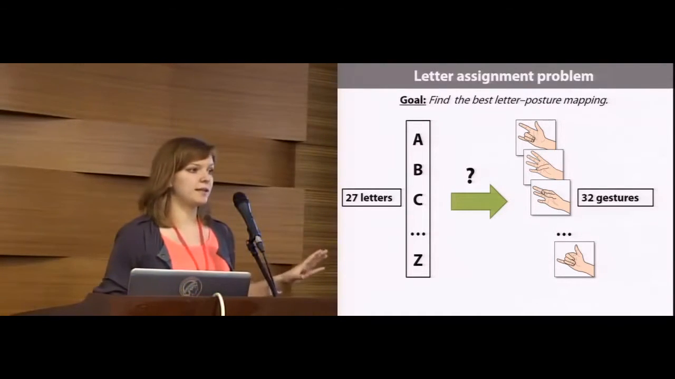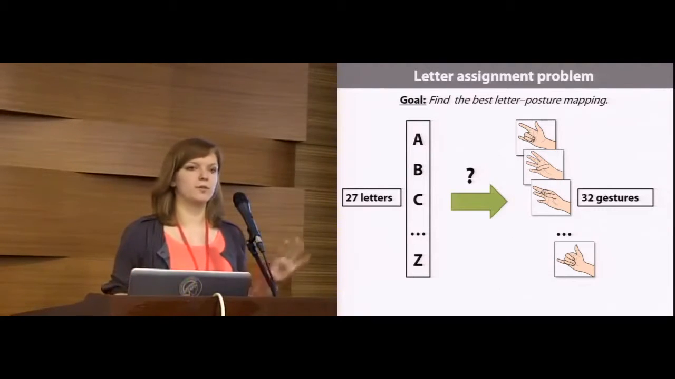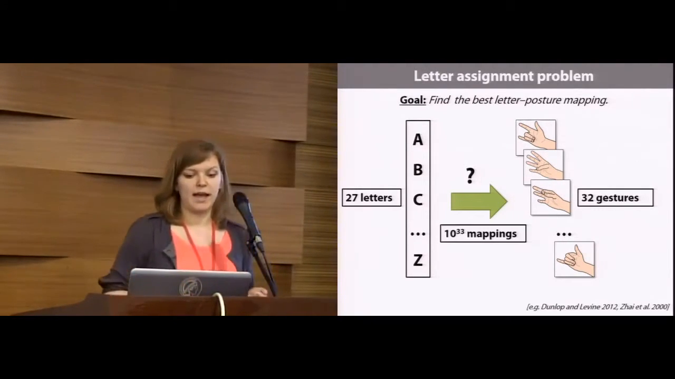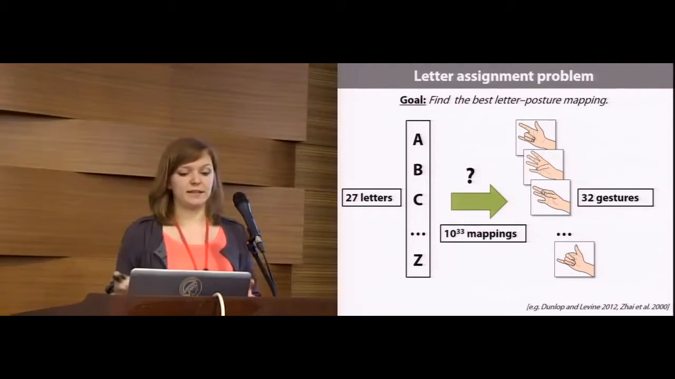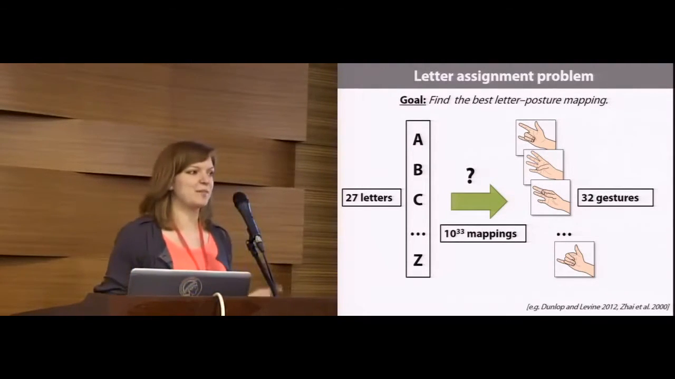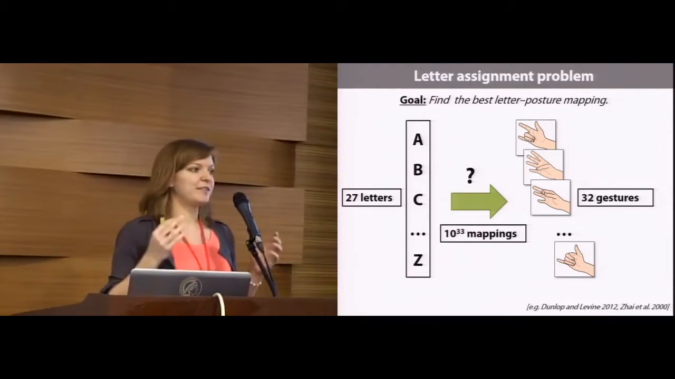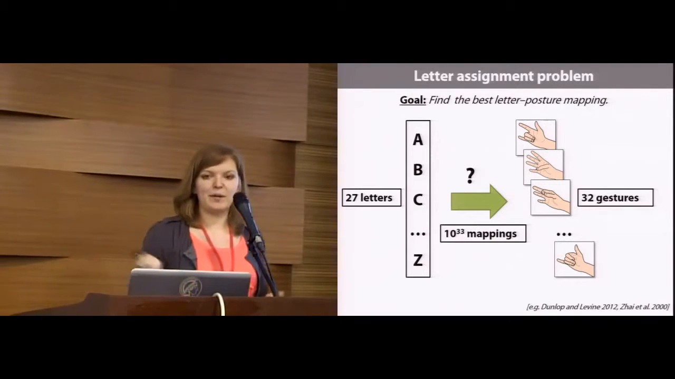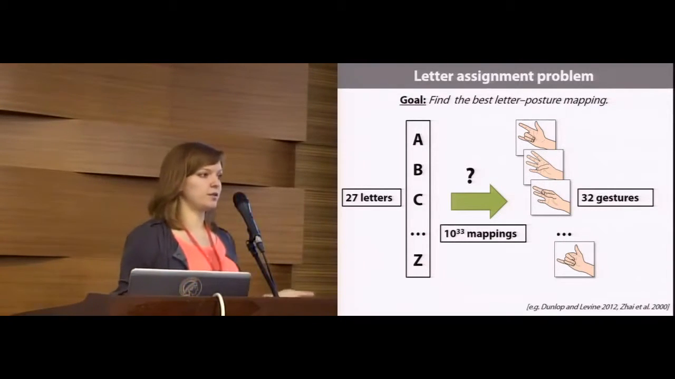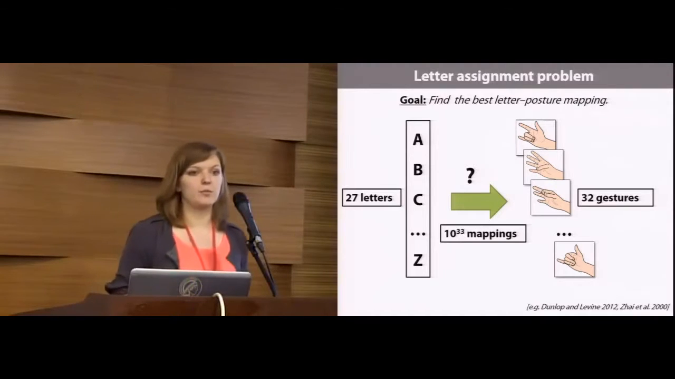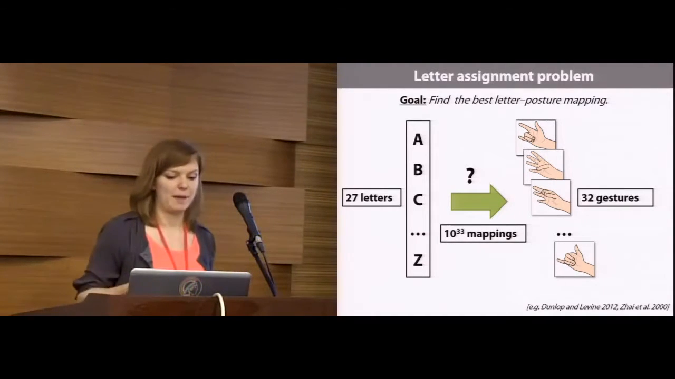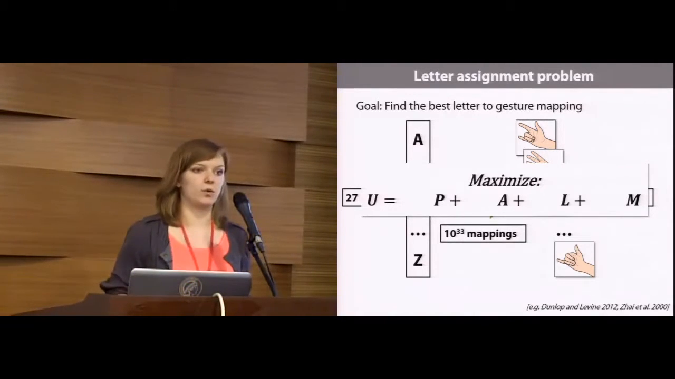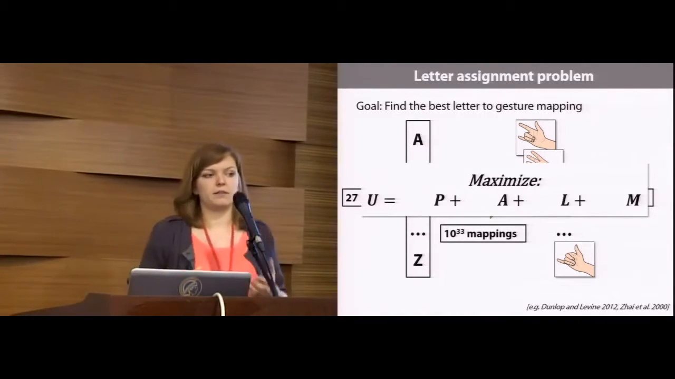But to give you the intuition, the problem here is that we have a very large design space. We have 27 letters, and if we just look at up or down movements of the 5 fingers, we have 32 gestures that we could potentially assign. And the number of mappings is much larger than the number of stars in the observable universe. So finding the best mapping there is a really hard task. But as I said, it's a known problem in text entry research, and we can use approaches from there to computationally optimize this mapping.